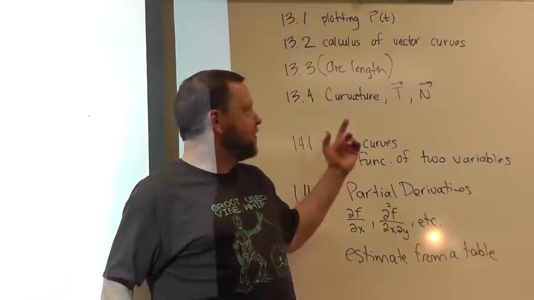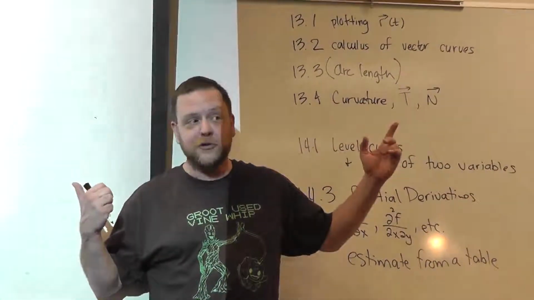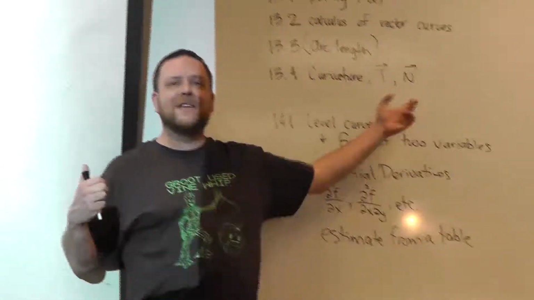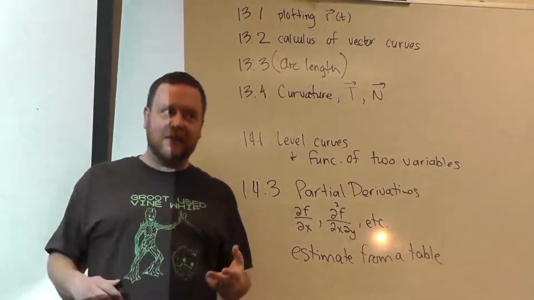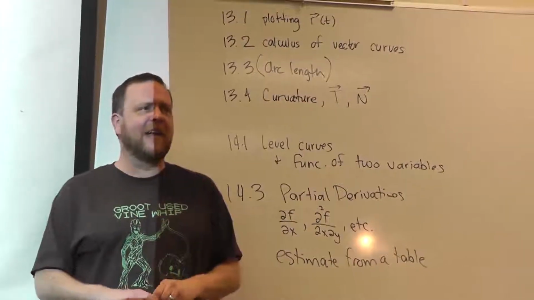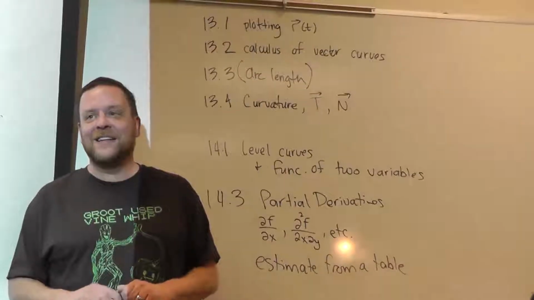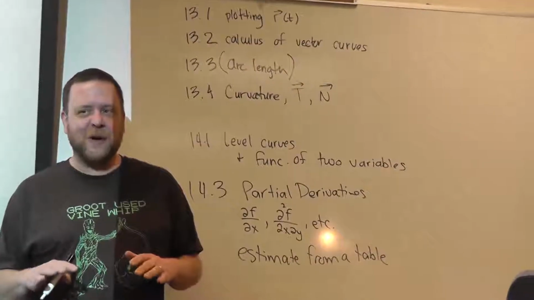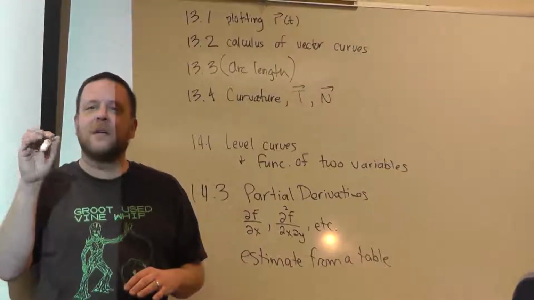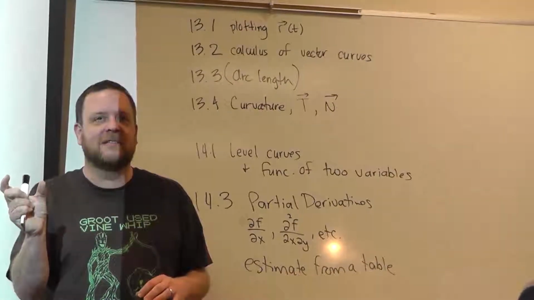So curvature, those formulas are given. The formulas for the unit tangent and unit normal are not given, so you need to remember how they're calculated. And if you did the homework in section 13.4, the unit tangent vector is a pretty straightforward calculation. It's r prime unitized. You know what I mean?